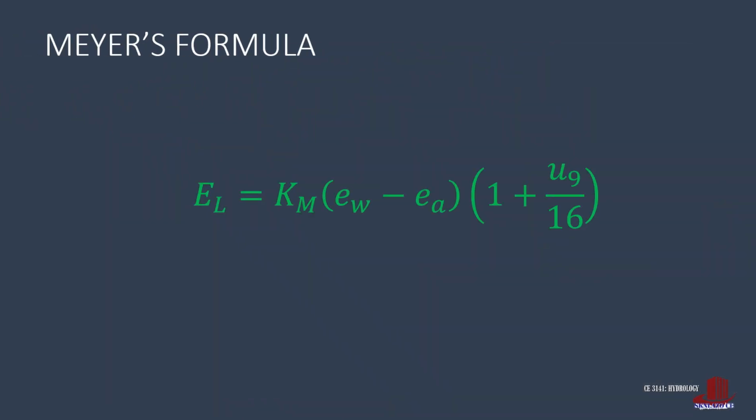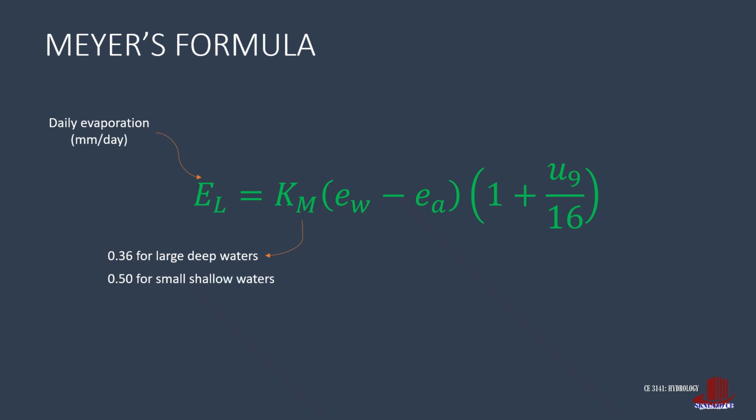So what is Meyer's formula for evaporation? E sub L is the daily evaporation in millimeters per day, and the first coefficient in the expression is K sub m, which stands for a constant taken as 0.36 if the catchment is deep, or 0.5 if it is shallow.